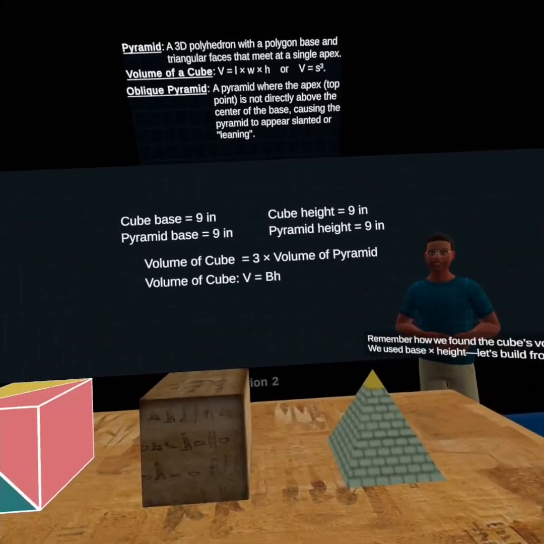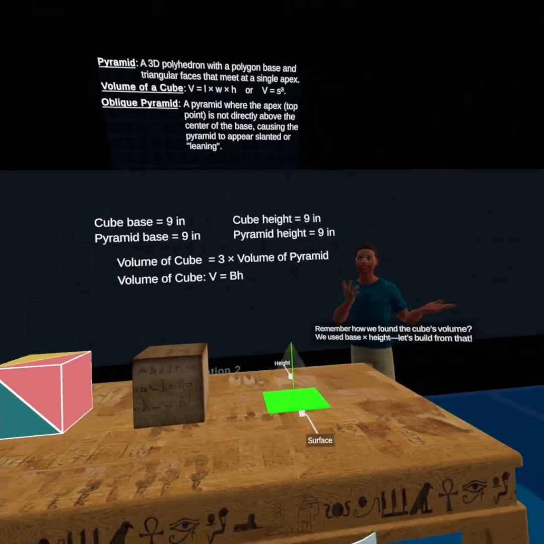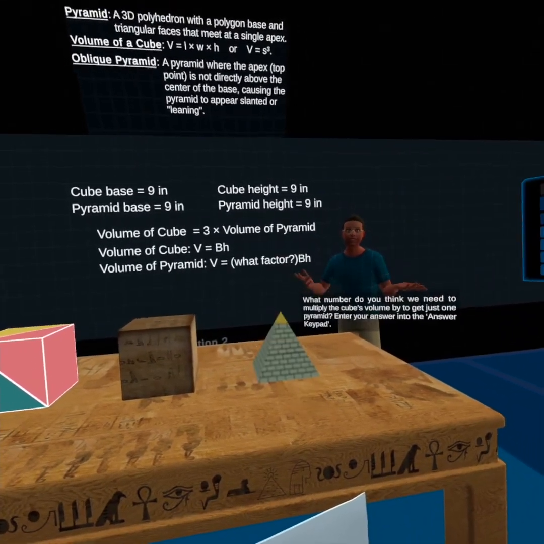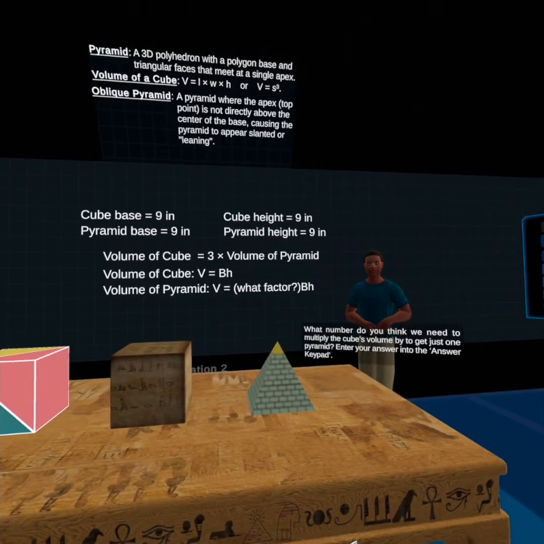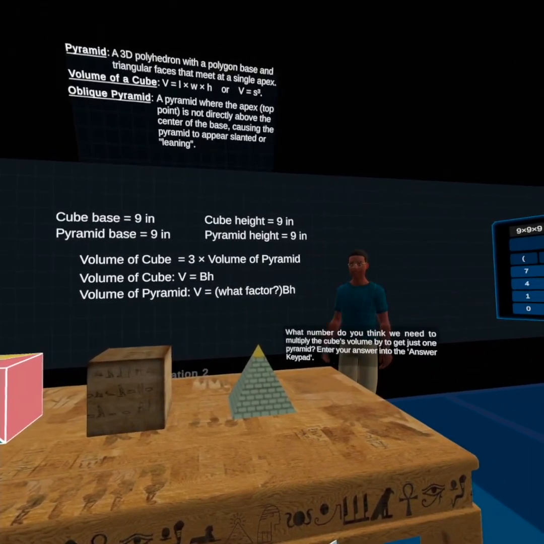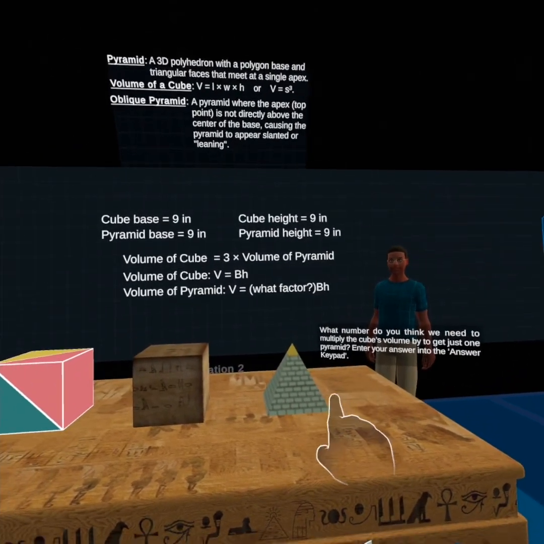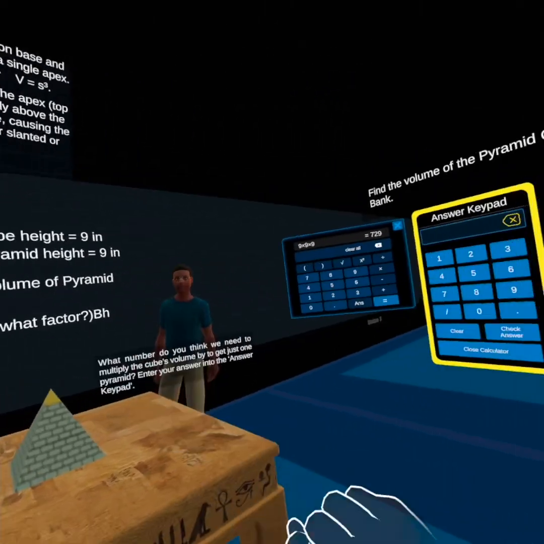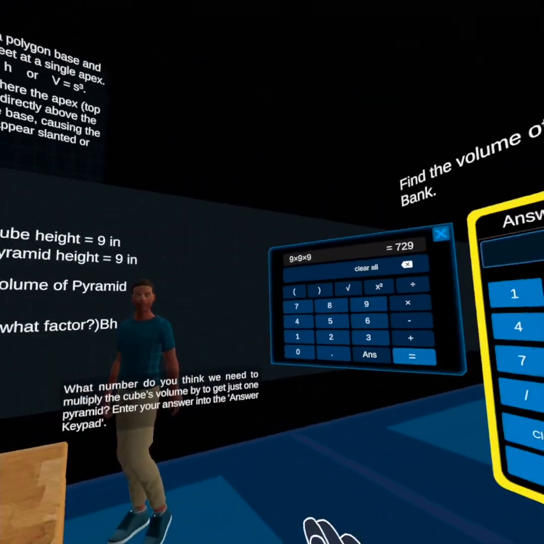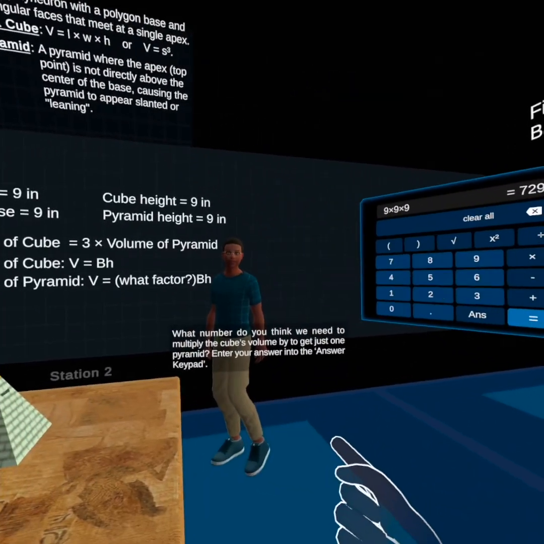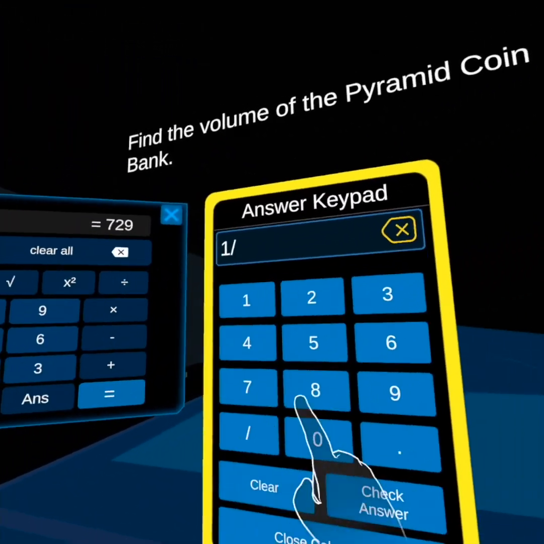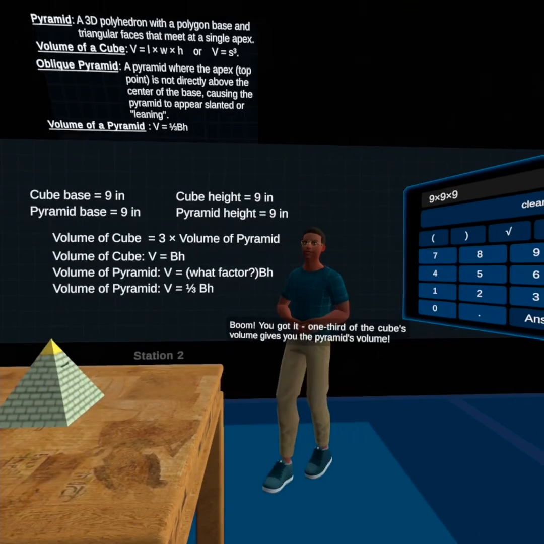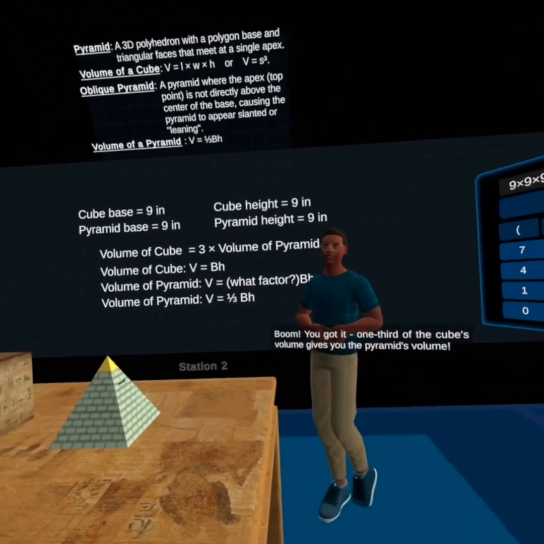Cool, right? Remember how we found the cube's volume? We used base times height. Let's build from that. What number do you think we need to multiply the cube's volume by to get just one pyramid? Enter your answer into the answer keypad. You can see important information got highlighted inside the pyramid for us. We have more information on the board. What do I think I need to multiply by? I'm going to say 1/3. Boom, you got it. 1/3 of the cube's volume gives you the pyramid's volume.